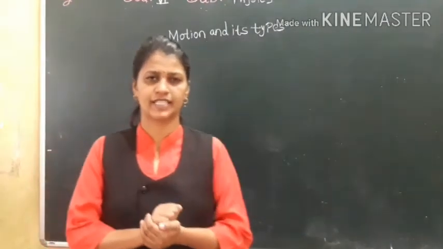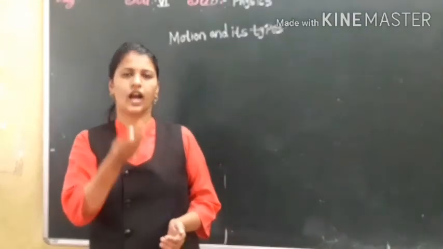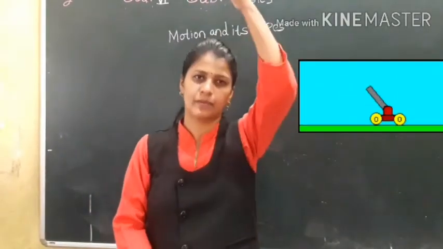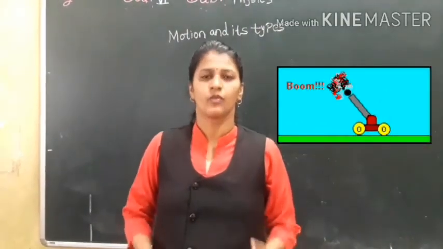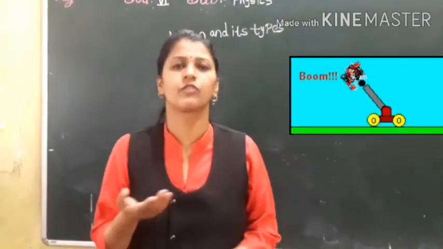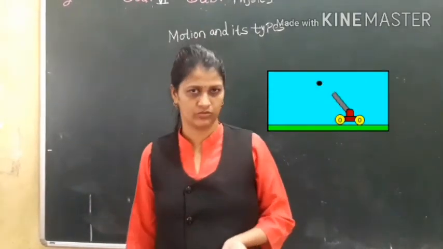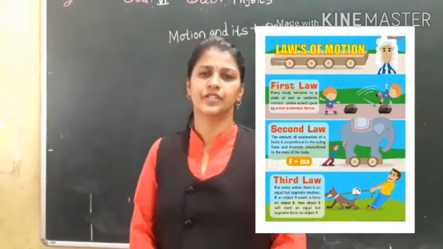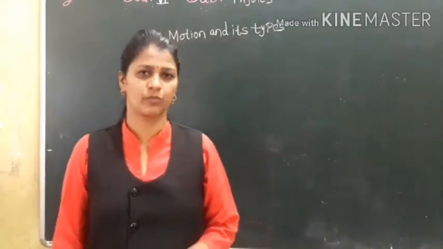Now see, for example, if I take this chalk and throw it up, it will come down. The force I apply upward, that much force will also be applied to pull it down. Similarly, when you jump up, whatever force you apply, the earth's gravitational force will apply an opposite force to pull you down. Are you getting it? So, for every action, there is an equal and opposite reaction. So, this is about motion. We have learned about motion.